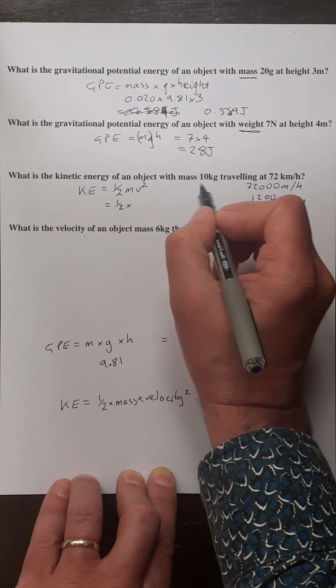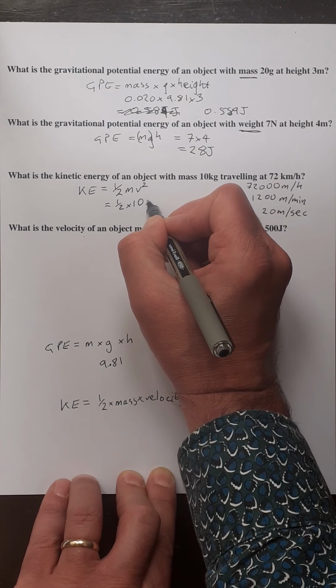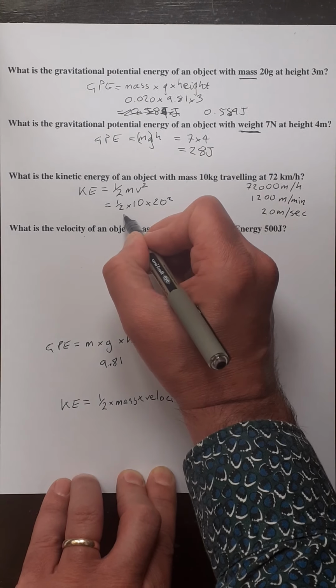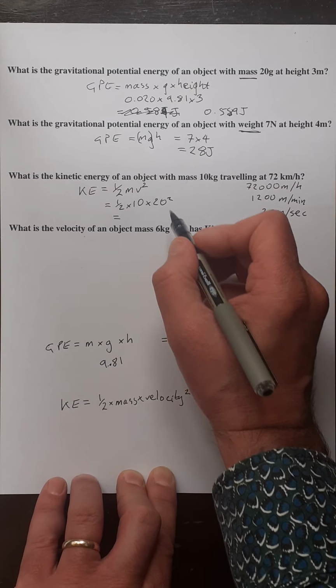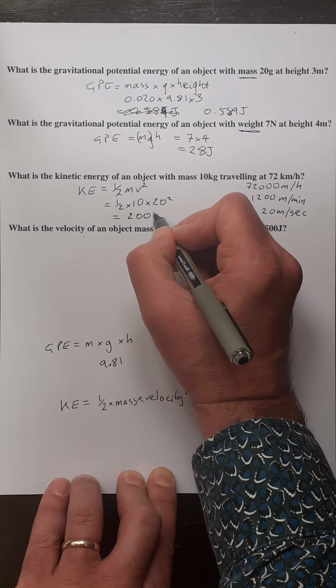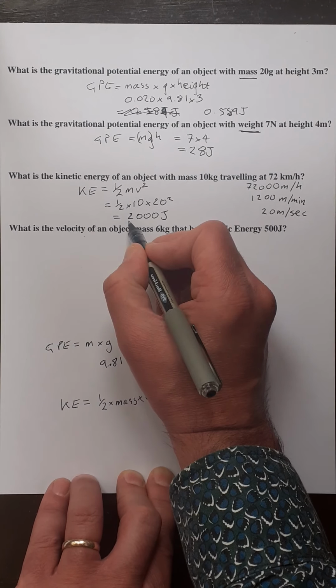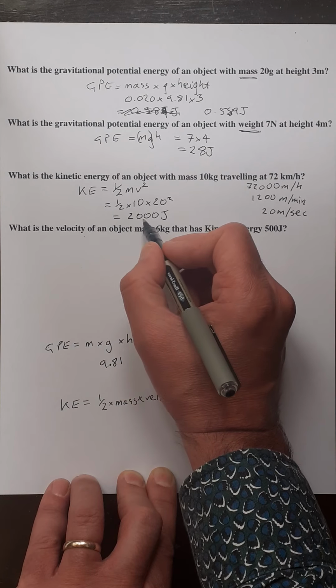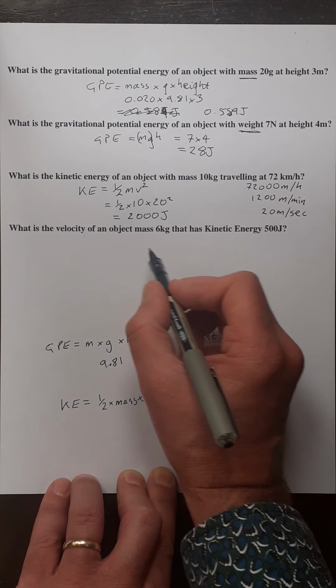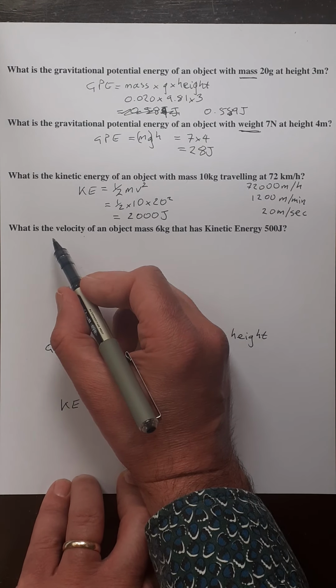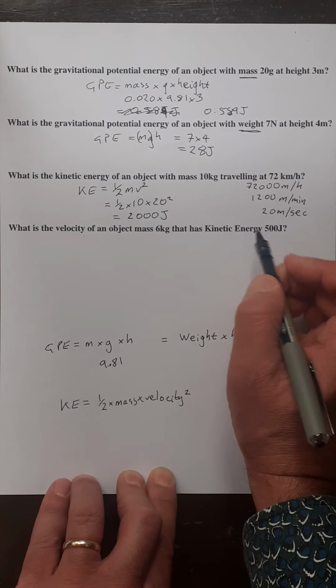So that's the value that I'm going to substitute in for my velocity. And that's half times the mass, which is 10, times 20 squared. And when I calculate that, that's going to come out as 2,000 joules. And obviously I could write that as 2 kilojoules if I wanted to, but I'm going to leave it in terms of joules.